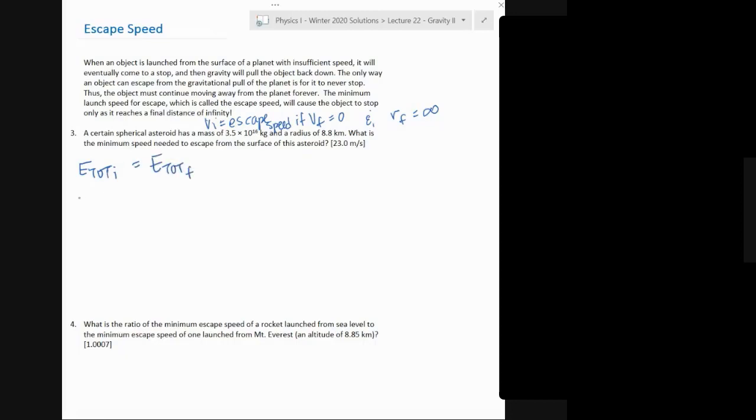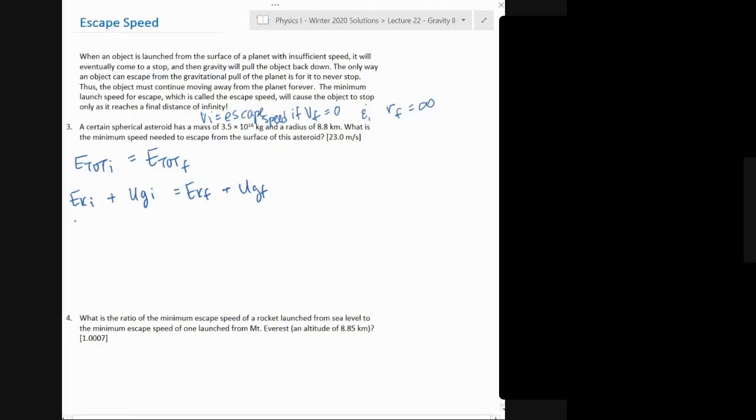And then we'll include those two types of energy, E kinetic energy initial and UG initial equals E kinetic final plus UG final. Now, which equation do we have to use for UG? The easy one or the hard one? The hard one. Yeah, good.